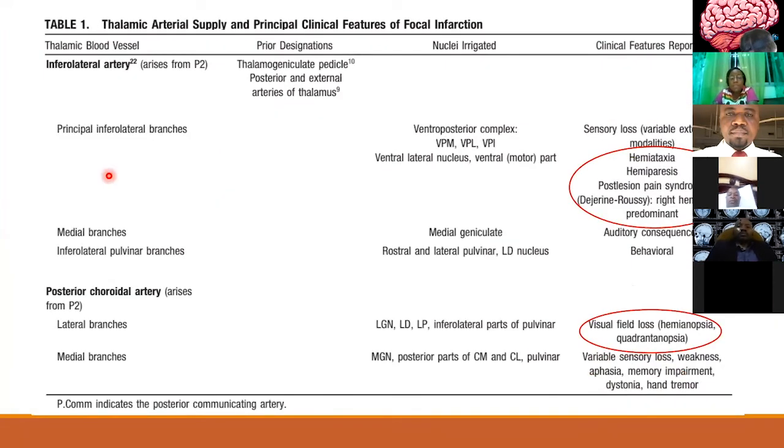An infarct of the inferolateral artery will lead to the post-lesion pain syndrome, also called Dejerine-Roussy syndrome, hemiparesis, and hemiataxia. It also has auditory consequences since it vascularizes the medial geniculate nucleus. An infarct of the posterior choroidal artery will lead to a visual field loss, either by hemianopsia or quadrantanopsia. We should also note that a lesion of this same artery can lead to variable sensory loss and weakness.